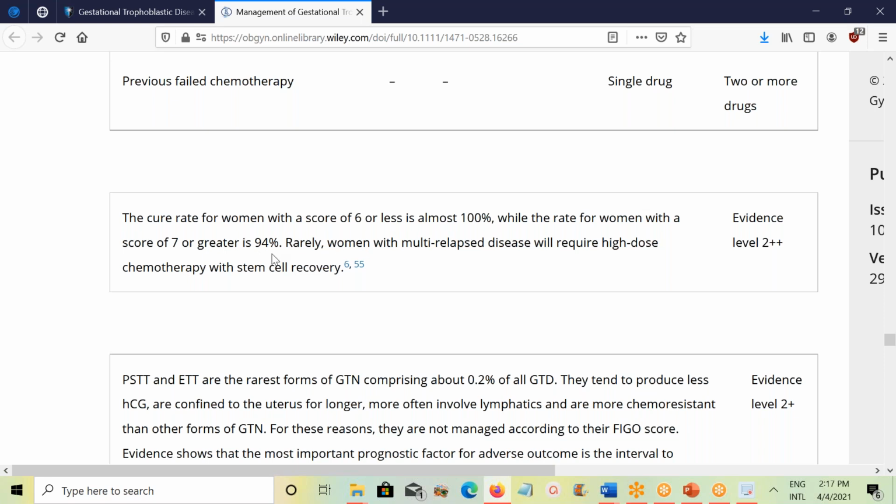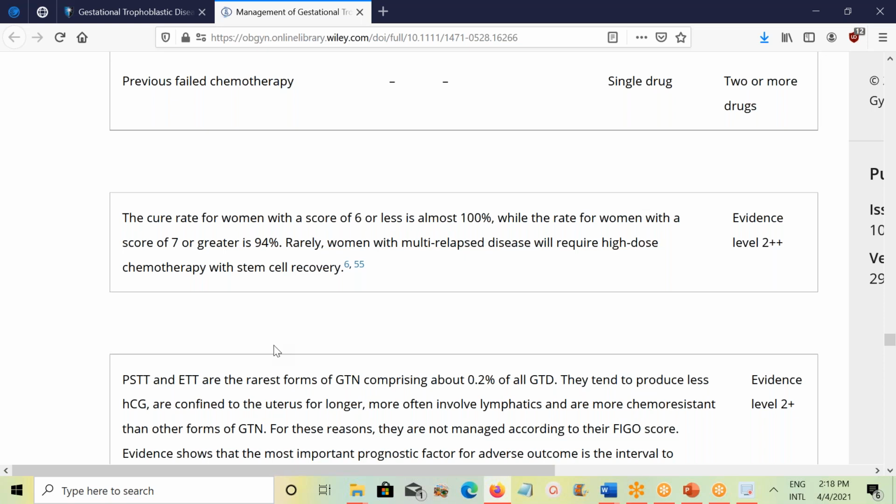But if the score is 7 or greater, then single agent therapy is not enough and we have to give her multi-agent therapy, in the form of EMA-CO. For single agent therapy, we give methotrexate. How do we give it? We give intramuscular methotrexate on alternate days, with folinic acid on the other days, for 1 week followed by 6 rest days. Then the next week we give methotrexate again, followed by folinic acid.